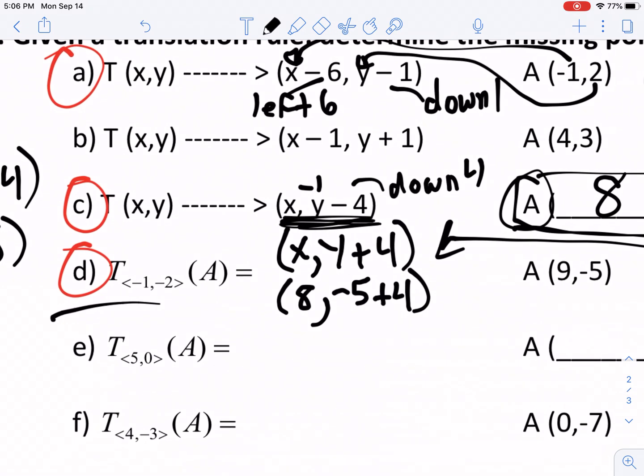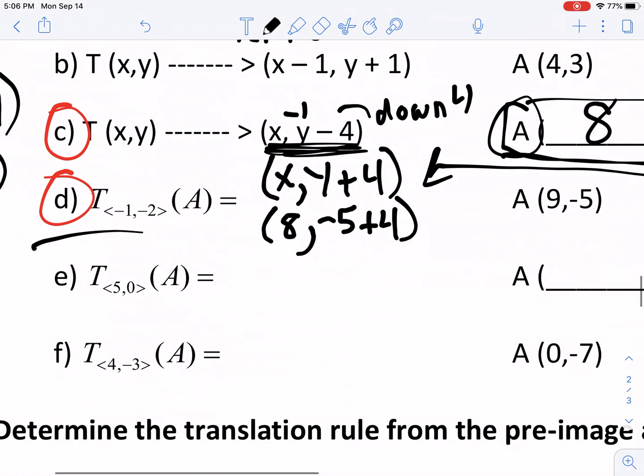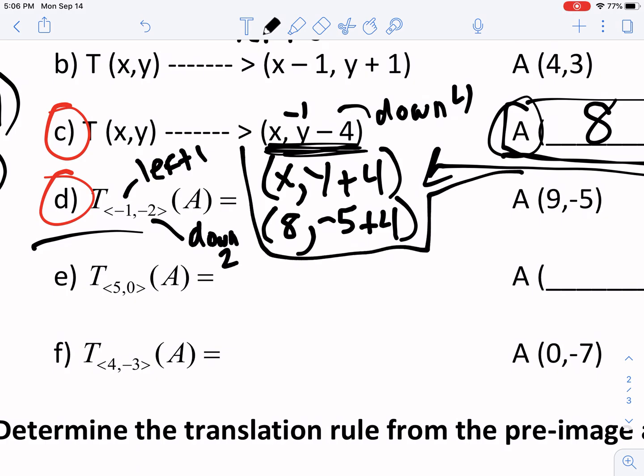And in this case, they give us the vector notation. So it's the same thing, it's just the vector notation, okay? So now in this case, I'm told that the vector is a negative 1 for x. Remember, x is left and right. So if it's a negative, we're going left 1. And then in the y, it's up and down. If it's negative, we're going down 2. Try not to get these guys mixed up, but left 1 and down 2.